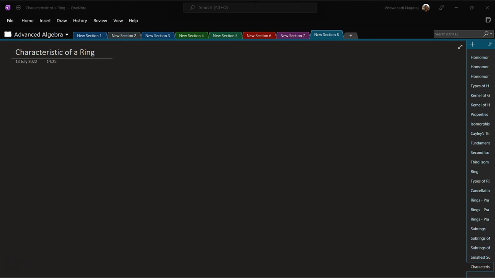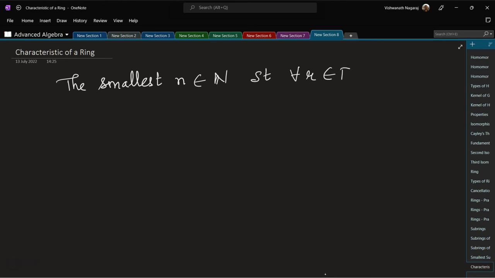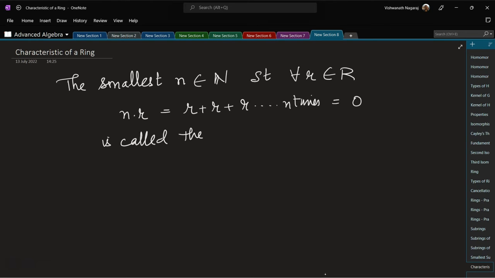Let's look at the characteristic of a ring. So the definition is: the smallest number n belonging to the set of natural numbers such that for all r belonging to the ring, n dot r, which can be written as r plus r plus r and so on, n times, is equal to 0, is called the characteristic of the ring R.